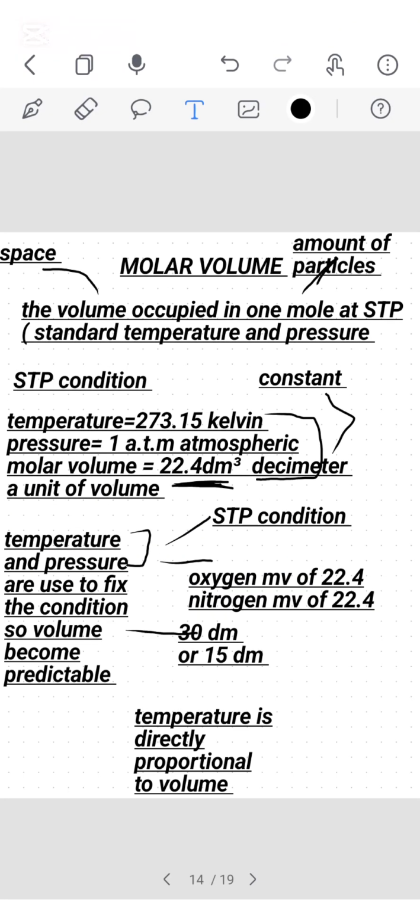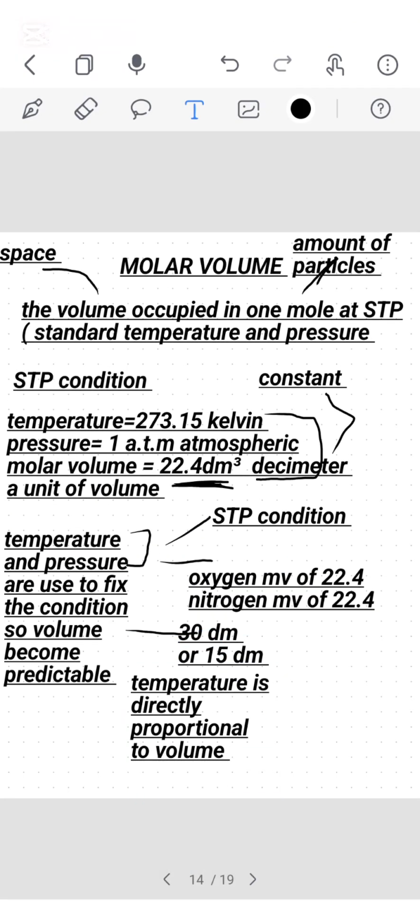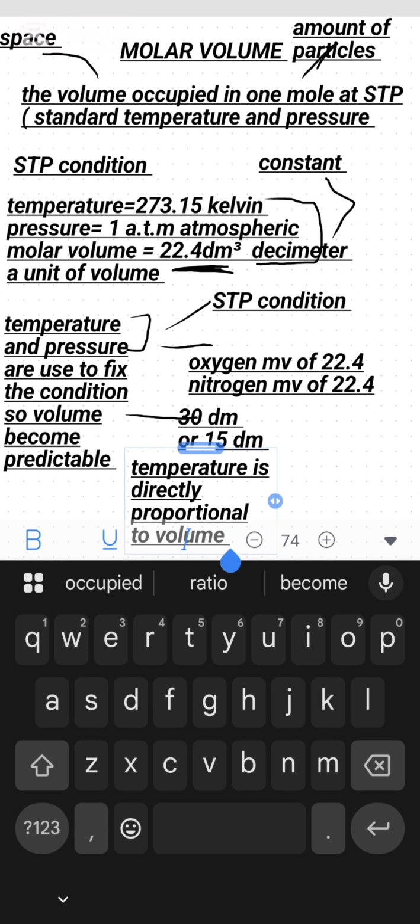What does it say? If we increase the temperature, the volume will also increase. You may see this when you are boiling milk: if we increase the temperature, the volume expands. And if we decrease the temperature, the volume also decreases, as it comes to its boiling point. So that is how it works.